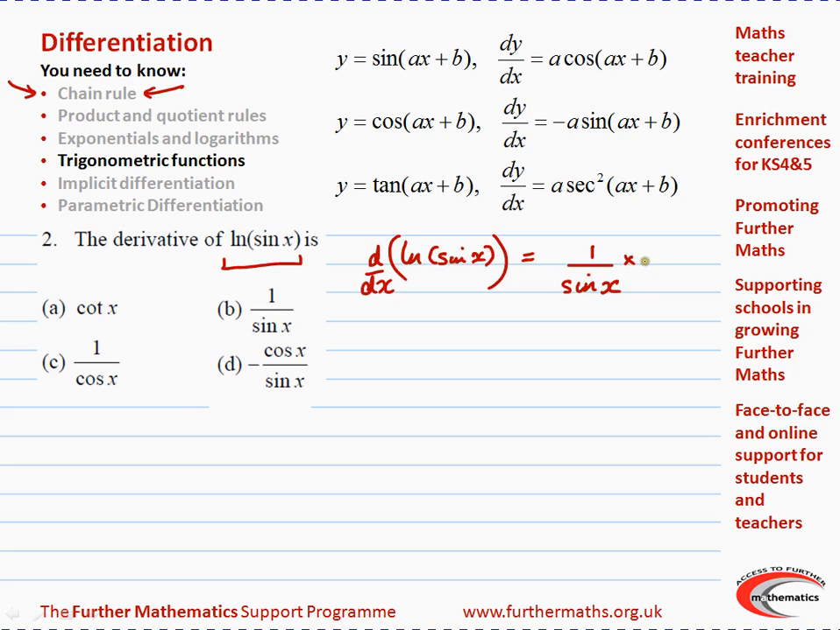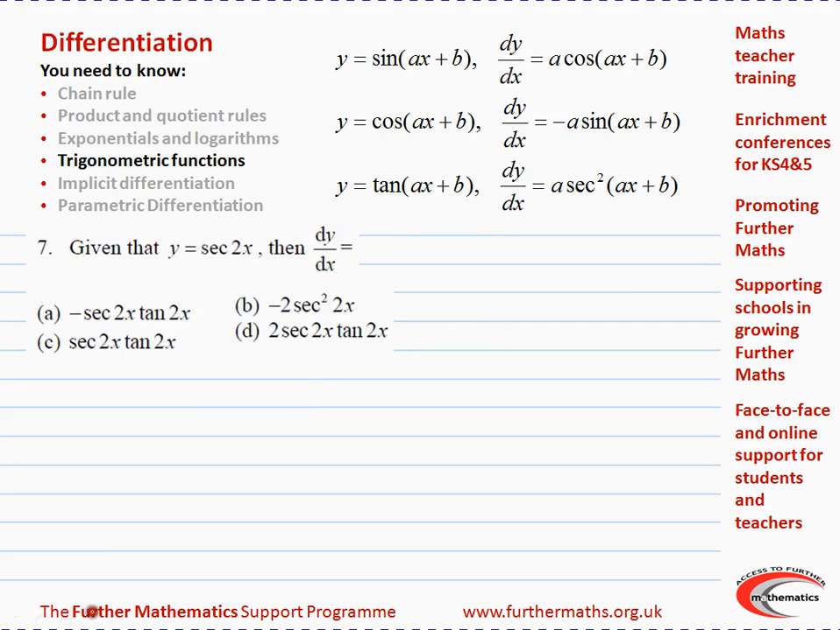We multiply by the derivative of the inside function. Derivative of sine x is cosine x, so we end up with cos x over sine x, which is 1 over tan x, or cot x in this case. So again, answer A is the best answer for this particular question.